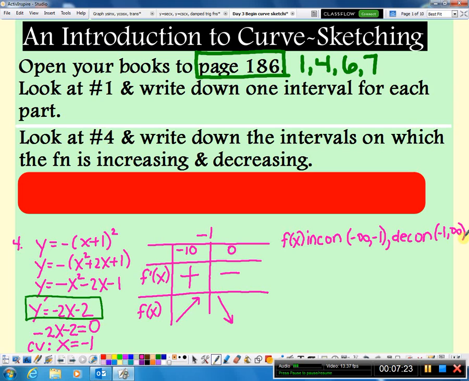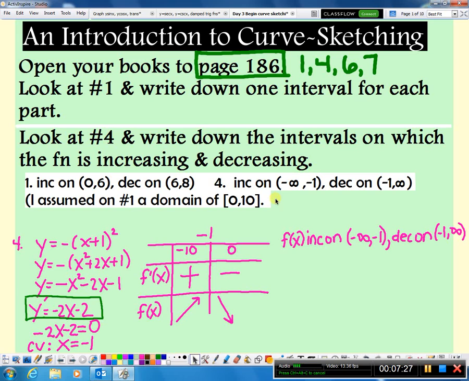Now before I go on, take a look at what you'd already said, and it matches. I'm saying that f of x is increasing right here on negative infinity to negative 1. Those match. Decreasing on negative 1 to infinity. Those match. So now what you already could see from the graph that they gave matches the algebra that we're doing.